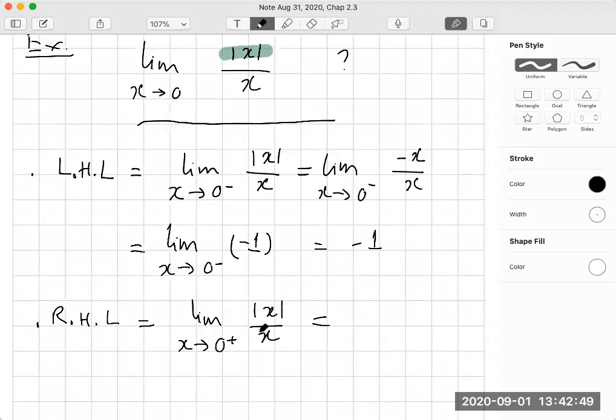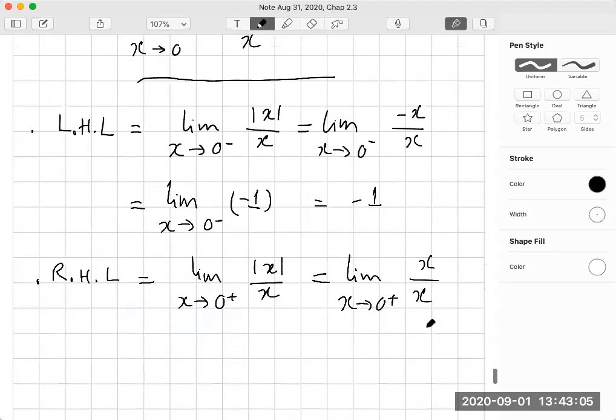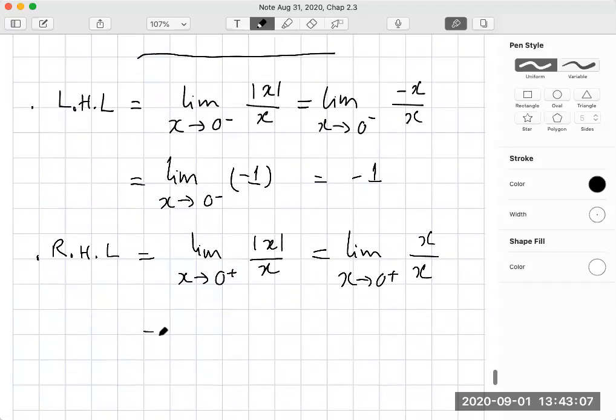Then, because x approaches from the right side, it means that the absolute value of x is x. And the denominator, we just rewrite it. Nothing special, right? Now, x divided by x will be one, right? Limit of a constant is that constant.